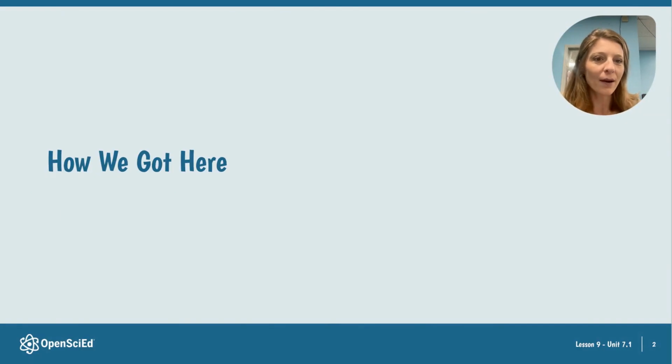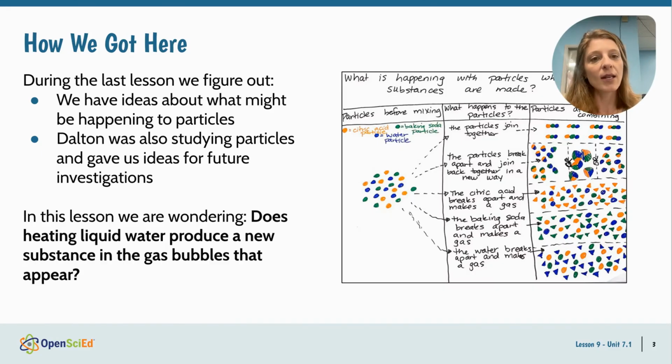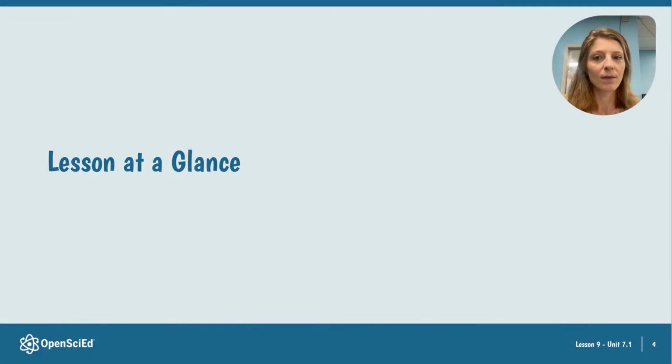So how did we get here? In the last lesson, we figured out a lot. We figured out that we all have a lot of ideas about what the particles of the bath bomb and the water might be doing when the particles of the gas are created. But we really don't know who's right. So we looked at a reading from Dalton, because just like us, Dalton also studied particles. And at the end of the lesson, we walked away with a lot of ideas for future investigations. So now we're wondering, does heating liquid water produce a new substance in the gas bubbles that appear?